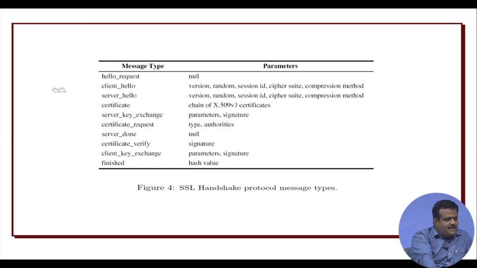Now, these are the parameters. There is no need for a parameter for hello request. For client hello, the parameters are the version, random, and session ID, which indicates which session we are in. Those are the parameters. Then the compression method which is to be used. And then server hello.